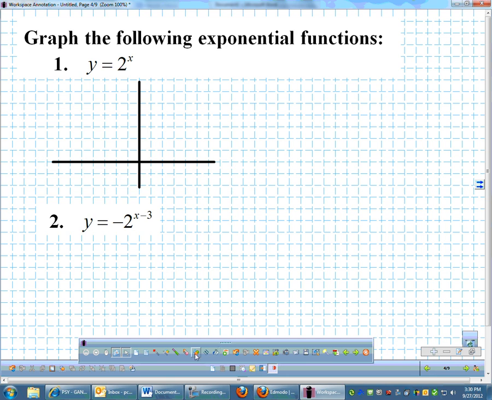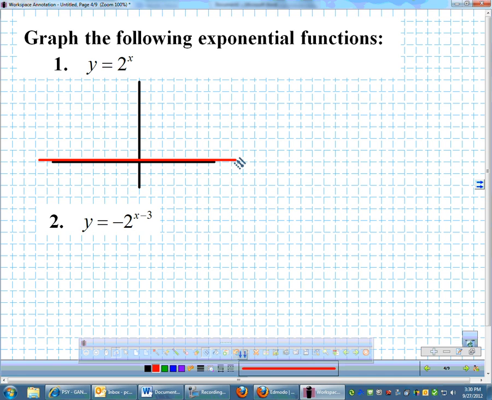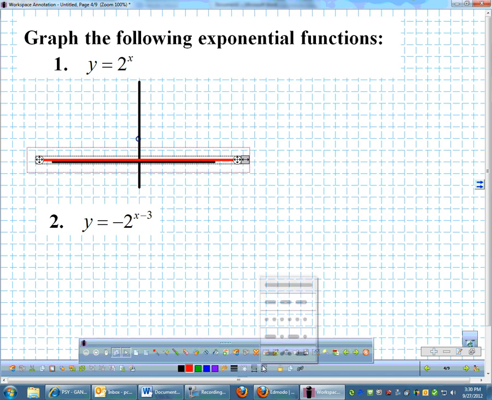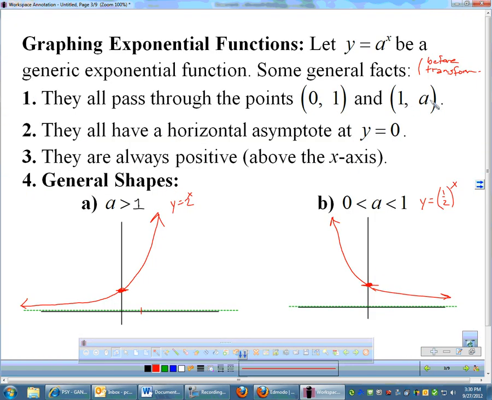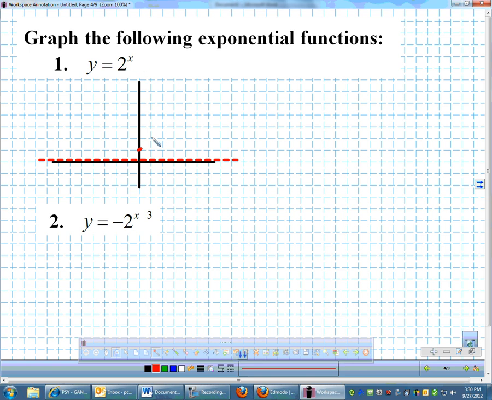I know I have a horizontal asymptote on the x-axis, so maybe I'll go ahead and graph my horizontal asymptote right there. That was supposed to be dotted. So we have our horizontal asymptote. And then I need to hit a couple of key points. If you remember, they go through 0, 1, and then I said they also go through 1 and whatever the base is. So in this case, that would be 1, 2, because the base is 2.